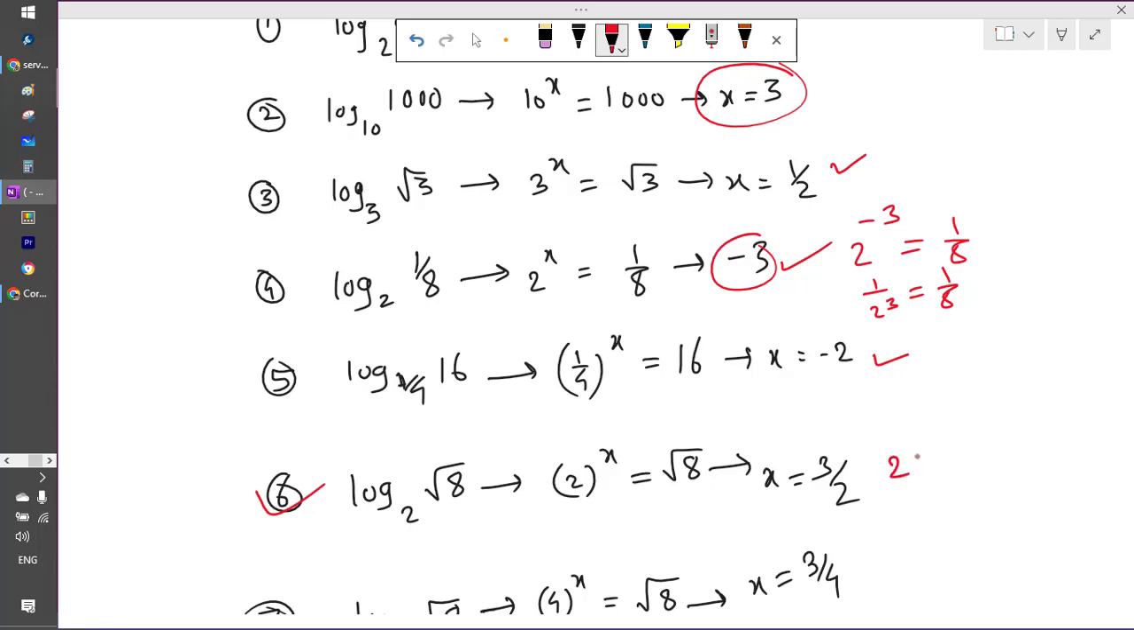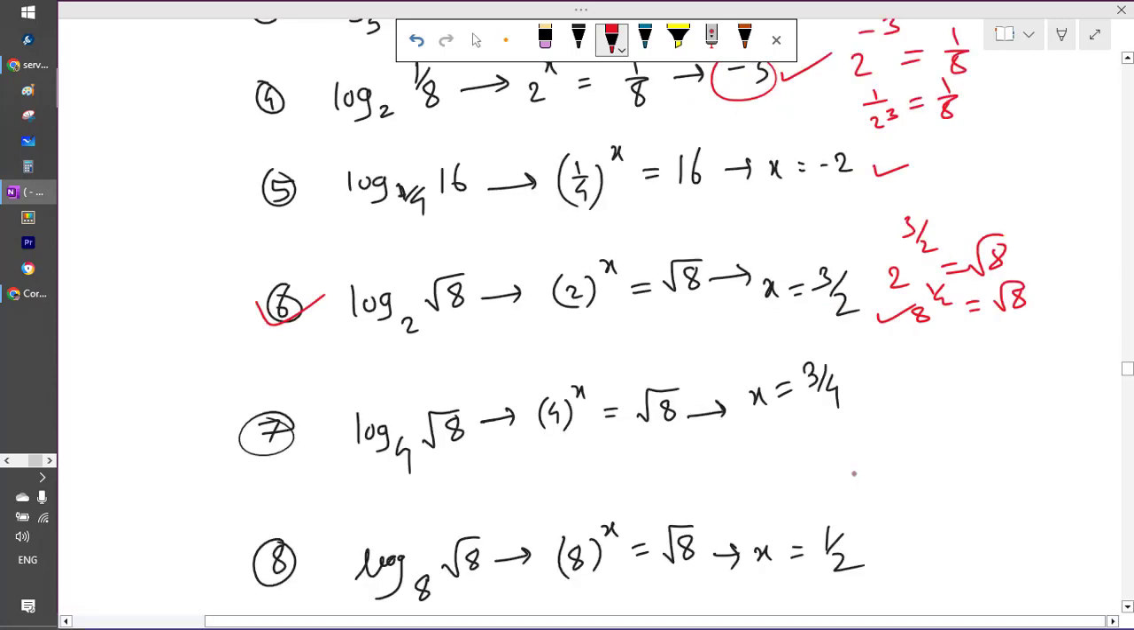Here we can say 2 raised to 3 upon 2 is equal to under root of 8. So 8 raised to 1 half is equal to under root of 8, and that's how under root of 8 becomes under root of 8. So x is equal to 3 by 2. Then log of under root of 8 to the base 4, we can write it as 4 raised to x is equal to under root of 8, and then x becomes 3 divided by 4.